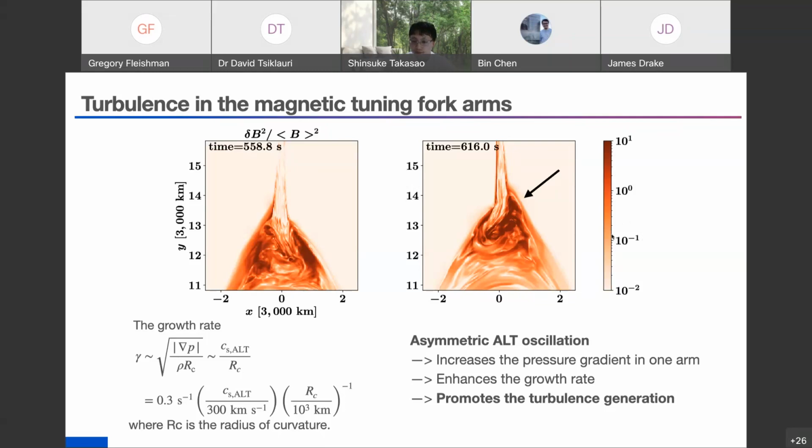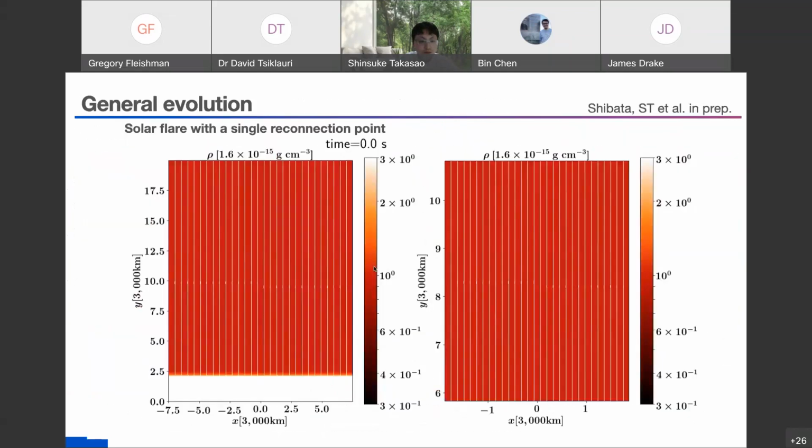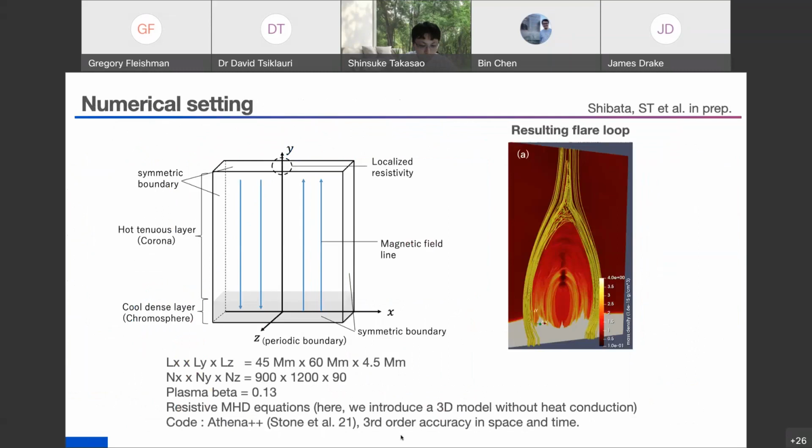Thanks. Would you like to respond to anything? About the first point, the third order accuracy in space and time, this is accuracy for the spatial reconstruction and the time integration order. So we use third order Runge-Kutta time integration and the third order PPM spatial reconstruction.